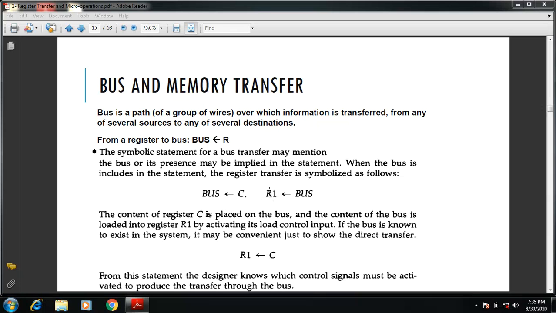Okay, these are some symbolic representations, that means the information will be transferred, register to bus or bus to register. Here you see that the content of register C is placed on the bus, that is the first one, and likewise the content of the bus is loaded into the register, that is bus to R1, that is register 1. Okay, so this is known as bus for carrying information from source to destination by using registers. Okay, go to next.